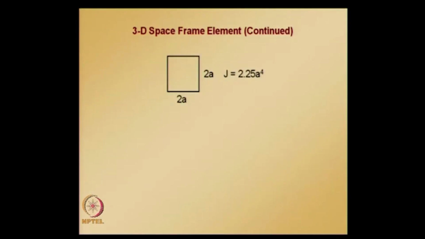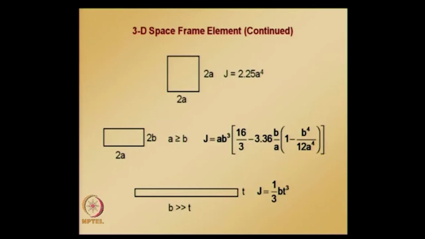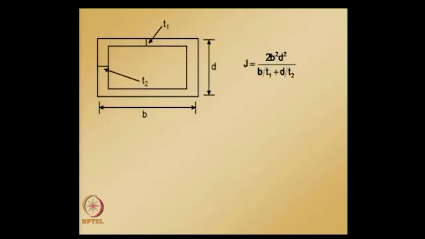So, for a square having dimensions 2a by 2a, J is given by this polar moment of inertia. Similarly, for a rectangular section with the dimensions shown there, 2a and 2b, where a is greater than or equal to b, the polar moment of inertia is given by that equation. And if you have a section in which the width is much larger than the thickness, J is given by this. For an annular rectangular section with dimensions b and d, thicknesses T1, T2, the polar moment of inertia is given by this.